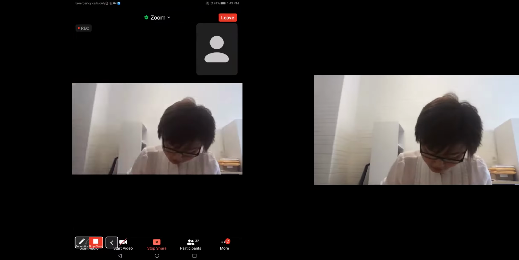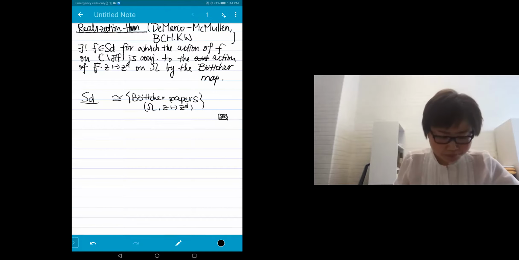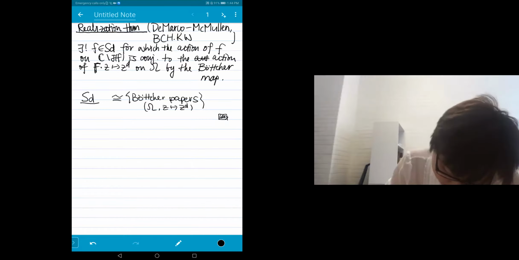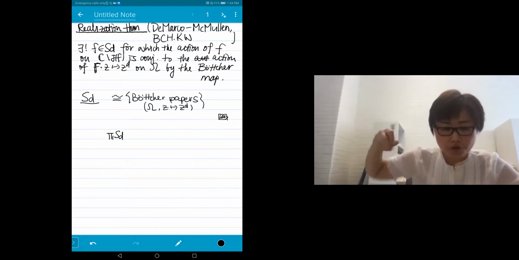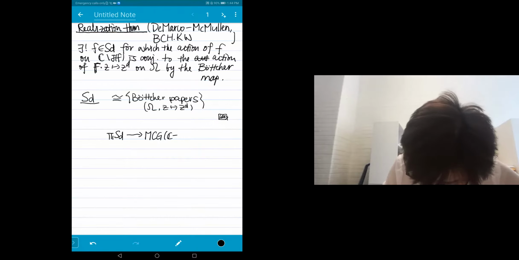Let me just write down what I just said. So basically what we get is a map from the fundamental group of the shift locus, because I take a loop, into the mapping class group of this plane. Topologically, it's just R2 minus the Cantor set.